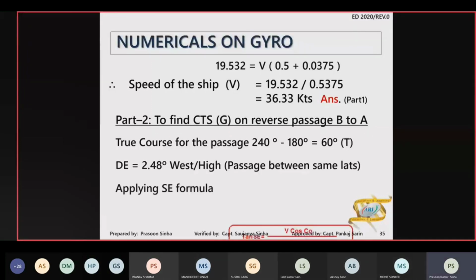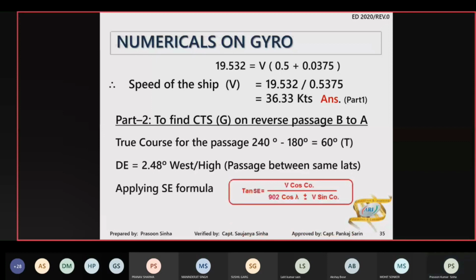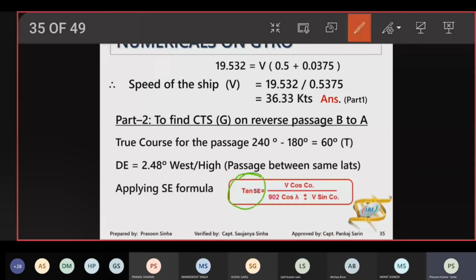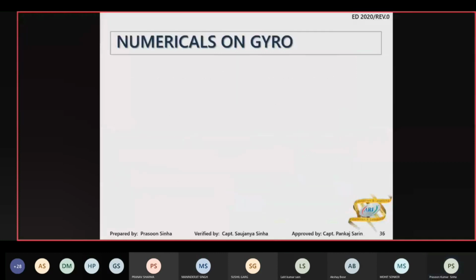So we will apply this same formula. This time, as we said, we have to calculate AC. We have the value of V. We have the cos course, that is 60 degrees. We have the latitude MLAT 60 degrees south, and we have these values also. So all values are available.